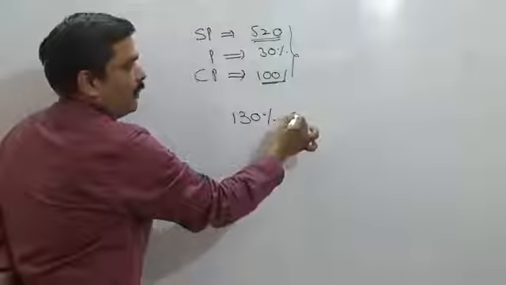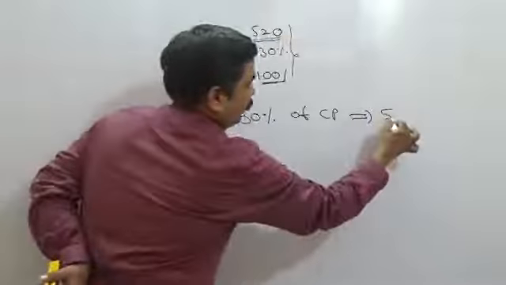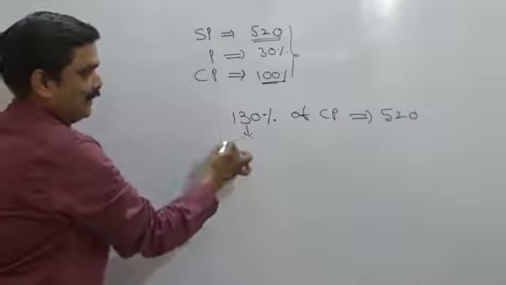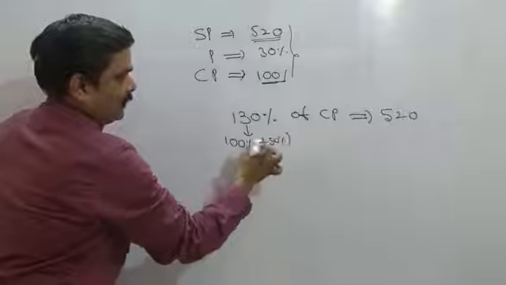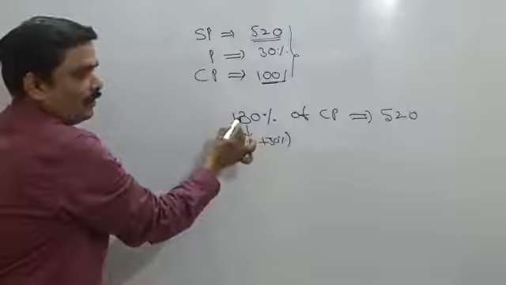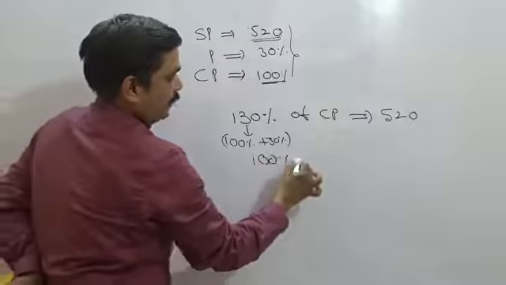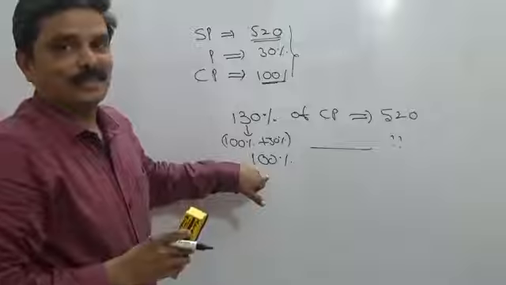130%, remember, of cost price is equal to 520. Alright, what is this 130%? For your understanding, I am writing here 100% is the cost price plus 30% in this way. Right, 130% of the cost price is 520. Then 100% is how much? 100% is nothing but the cost price itself, right?